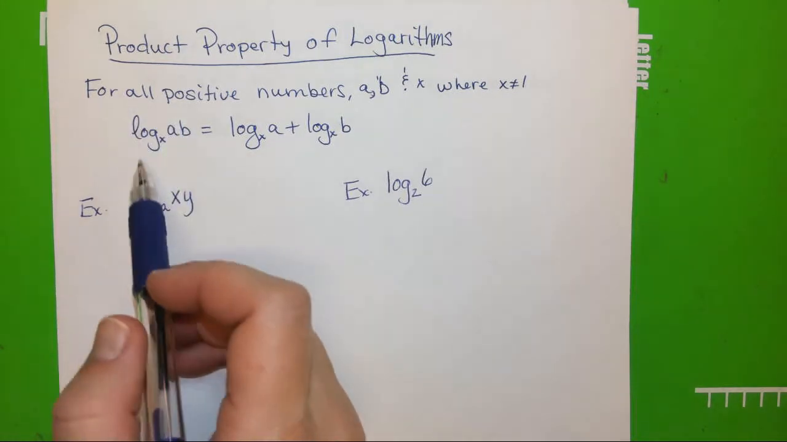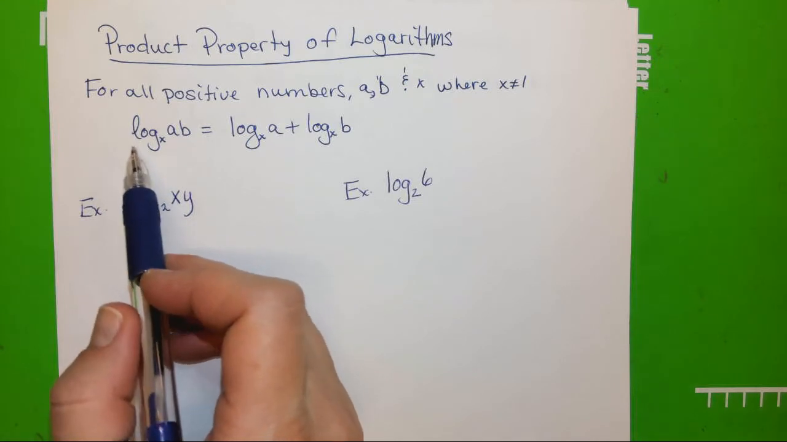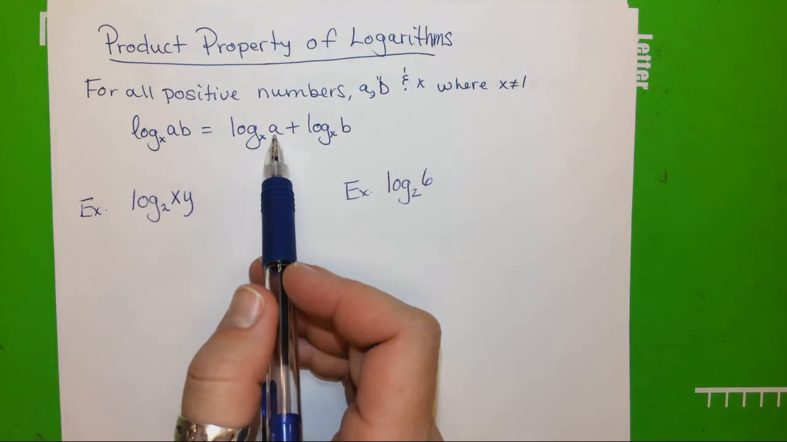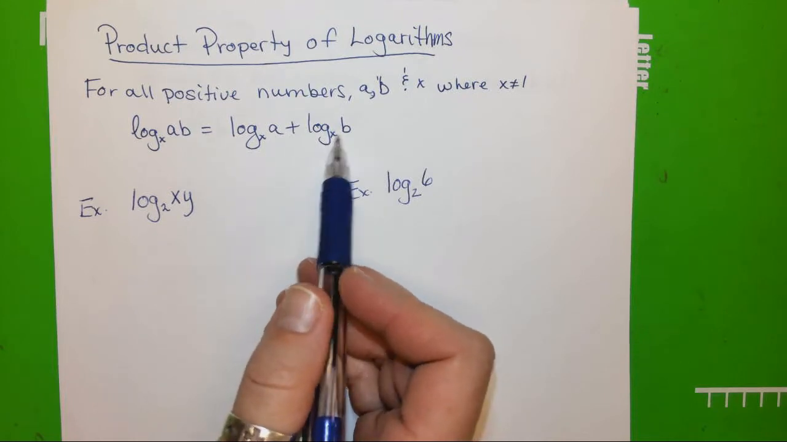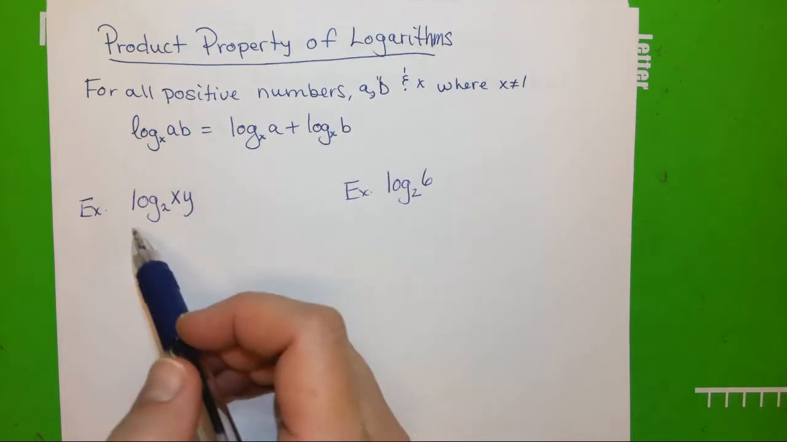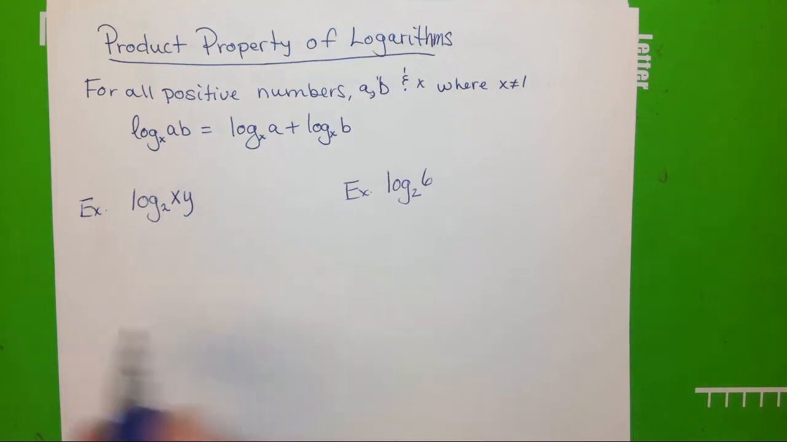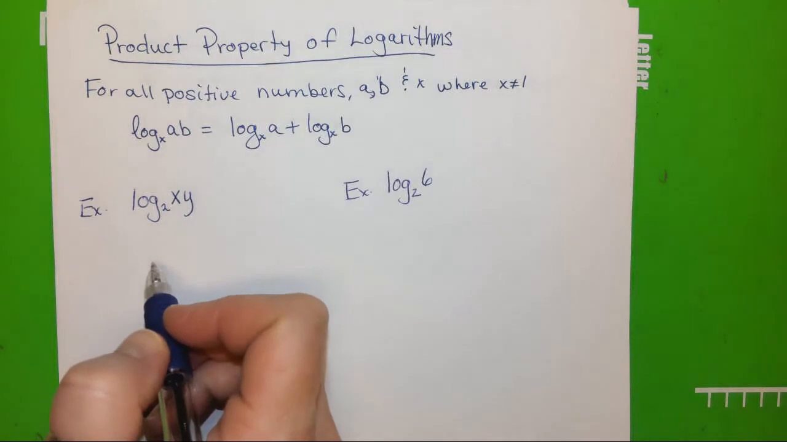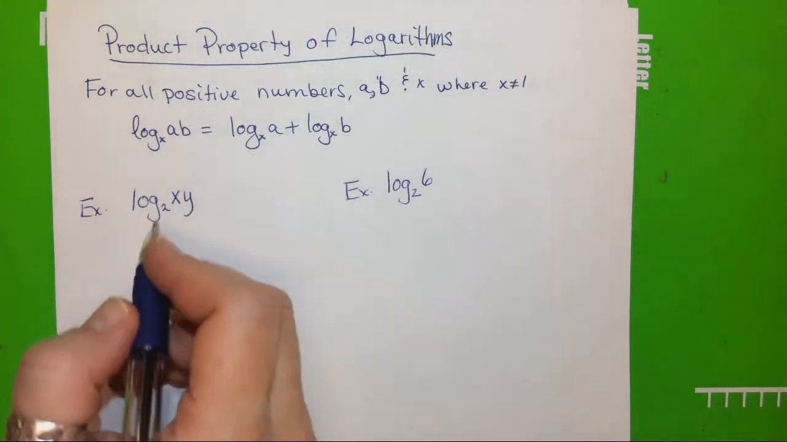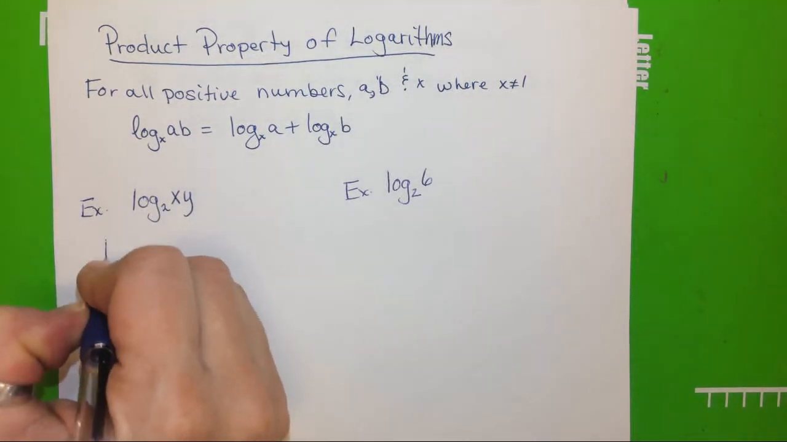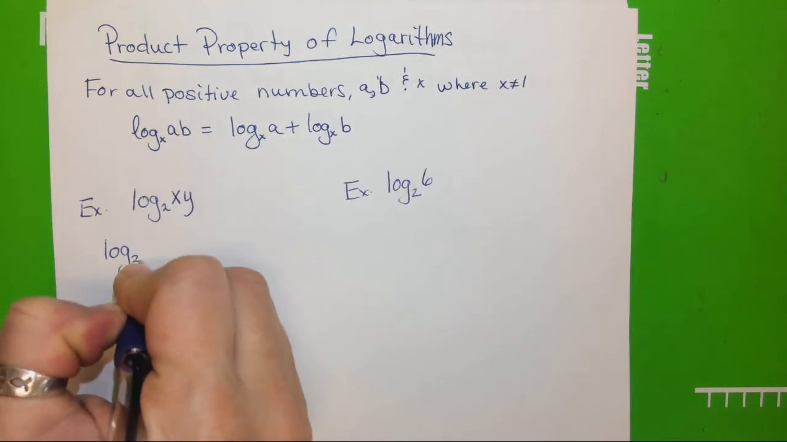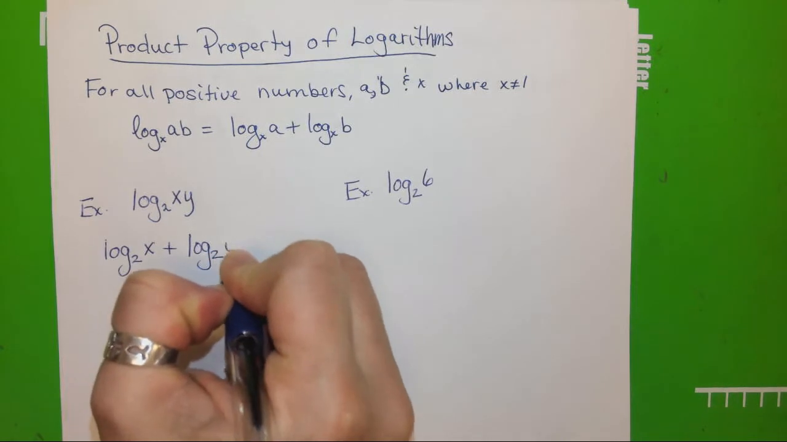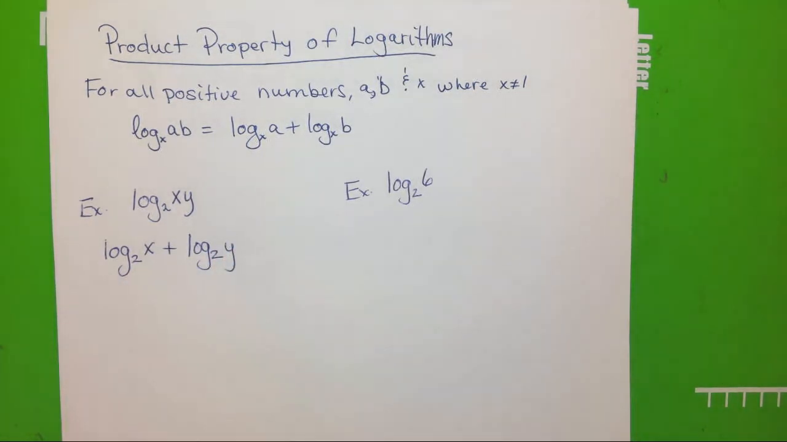But basically, what we have for the product property is the log base x of ab is equal to the log base x of a plus the log base x of b. So we're going to take a look at an example here. If we have log base 2 of xy, well, according to this property, we can split that into two of them. We have log base 2 of x plus log base 2 of y.